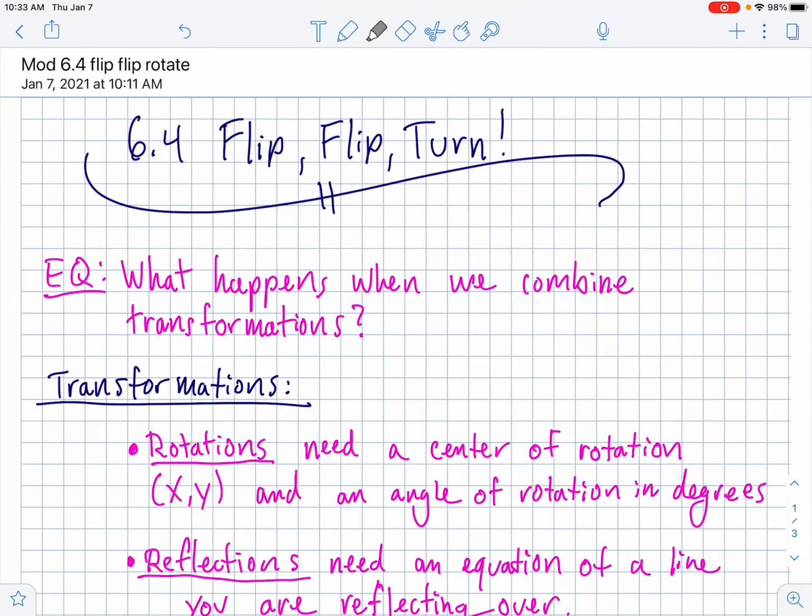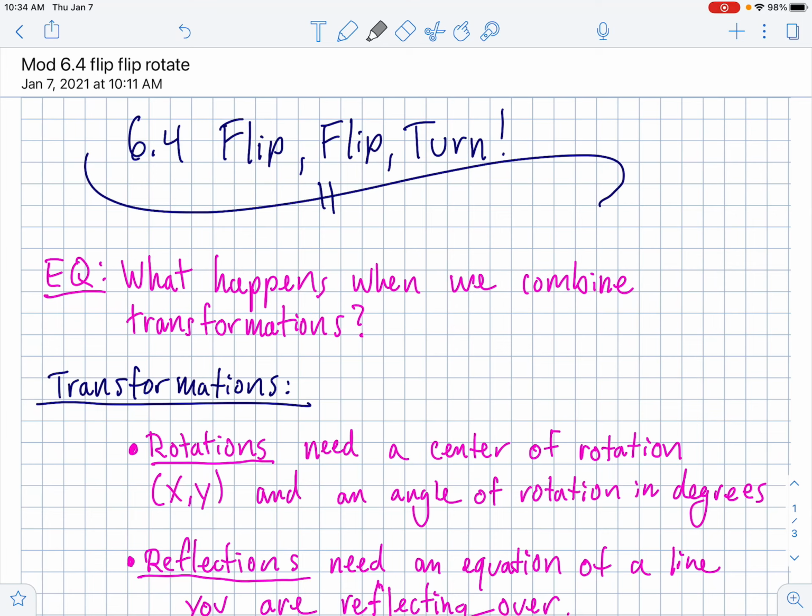All right, AGS1. Today we're going to talk about 6.4, which is just one kind of shorter concept that combines two different types of transformations. Today we're going to call it flip, flip, turn, because that's really what we're going to be doing. Flipping, flipping, and then talking about turning. The essential question for today: what happens when we combine transformations?